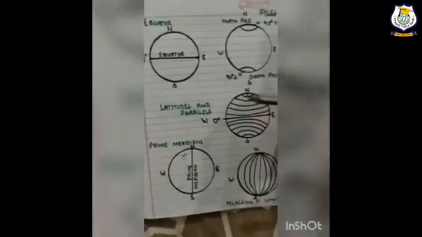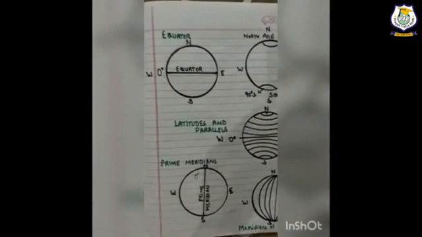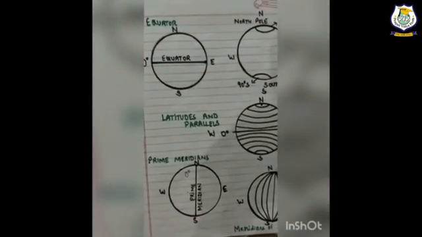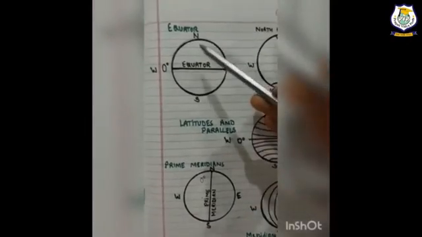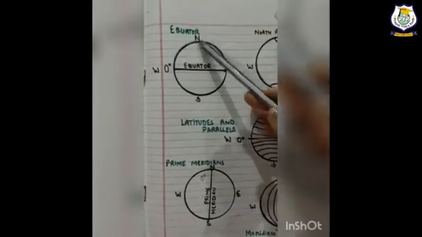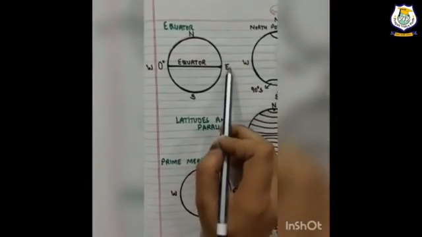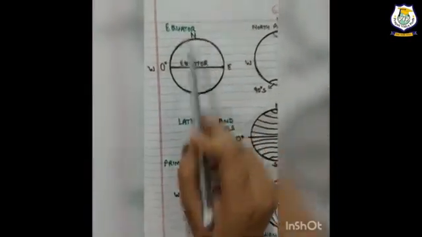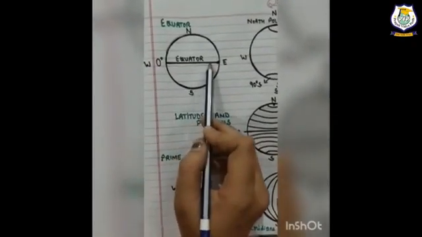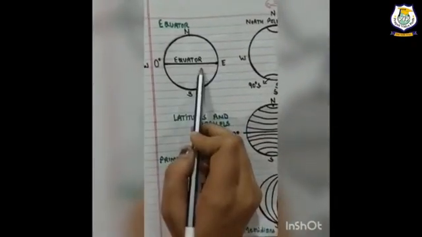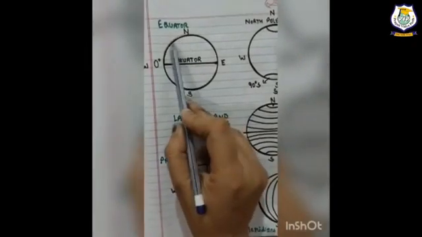I have some diagram to explain you the concept of the equator, the north pole and the south pole, the meridians and the parallels. Alright, so firstly we are going to see what is the equator. So you can see here, this is our globe. We have four directions: east, west, north, south. Okay, and this is the midway line that divides the earth into two equal halves. That is the northern hemisphere.